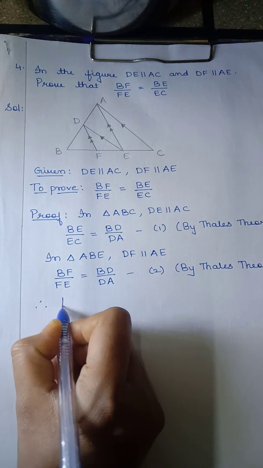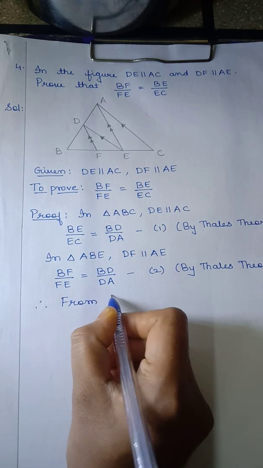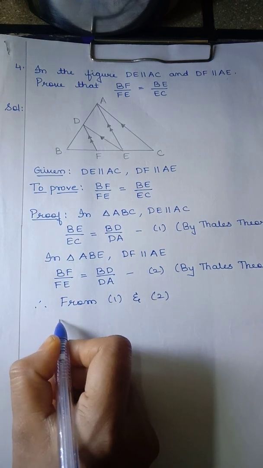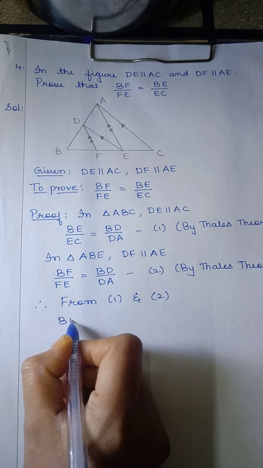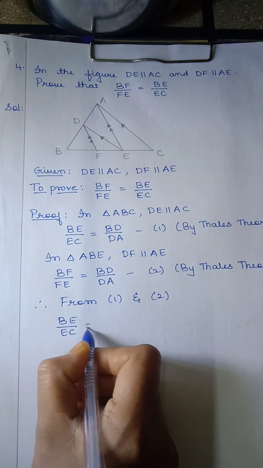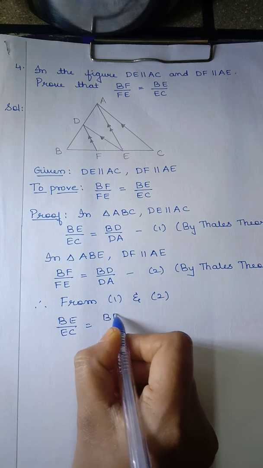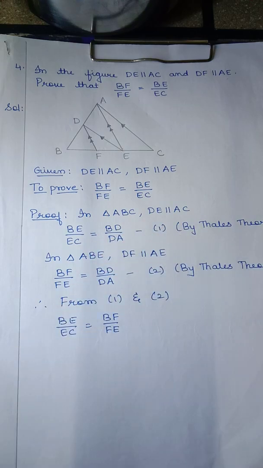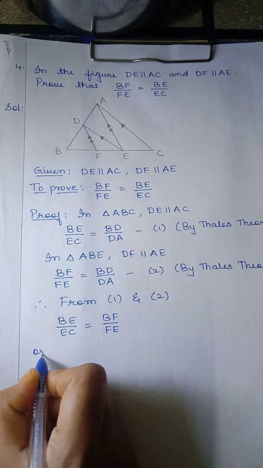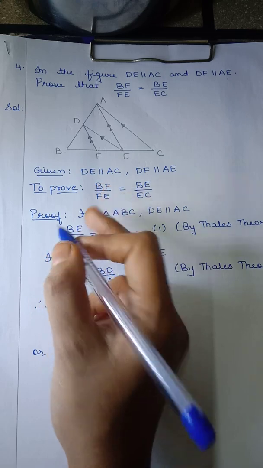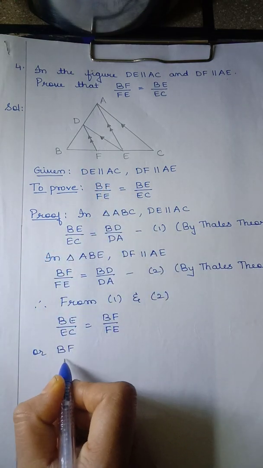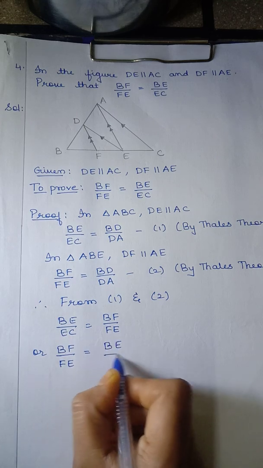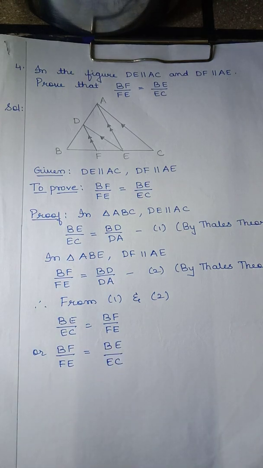Okay, so write therefore from 1 and 2, BE upon EC is equals to BF upon FE. Things which are equal to the same thing are equal to one another. Axiom 1. Or you can also interchange here. Okay, because in to prove BF by FE is first, so you can write that first. Or BF by FE is equals to BE upon EC. Okay, so thus it is proved.